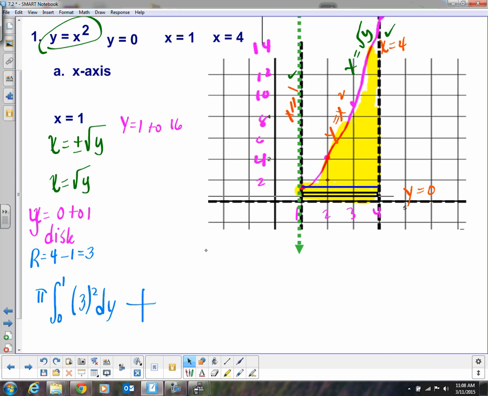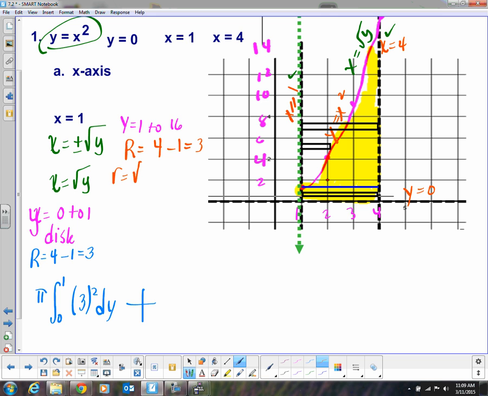Okay. 1 to 16, what do we have now? A washer. Axis to outside, and you should be saying this to yourself all the time. Axis to inside. So now there should be 2 radii. How do we do the big one? Right? 4 minus left, 1, which is 3. Little r, right? No, it is not 1. What's the right?